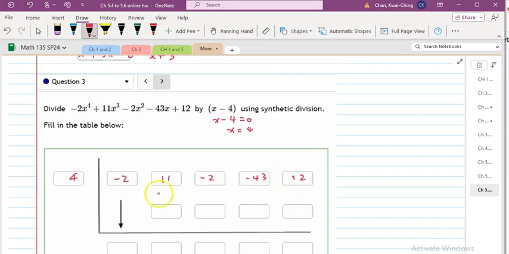There's no missing term, and then we bring down the first coefficient. Multiply and add them: 3. 3 times 4 is 12. Add them: 10. 4 times 10 is 40. Add them: negative 3. Negative 3 times 4 is negative 12. That's 0.